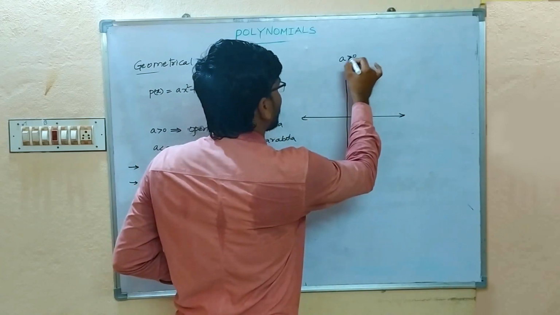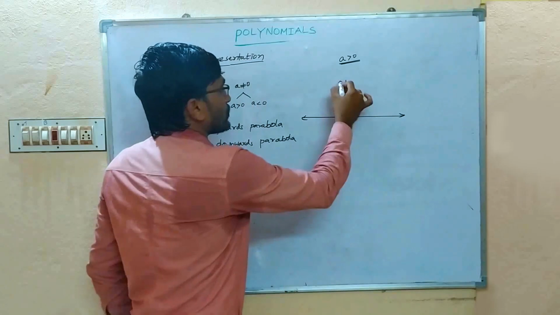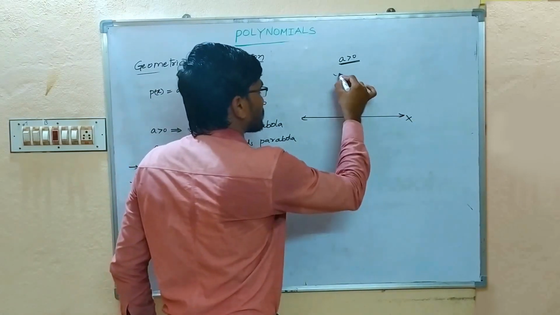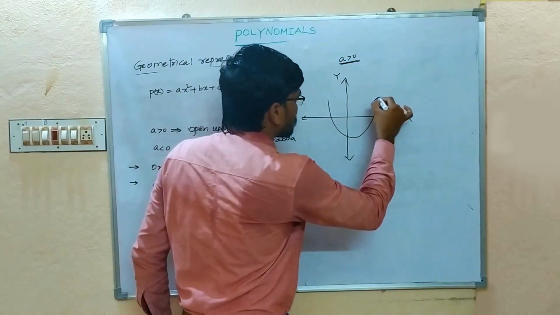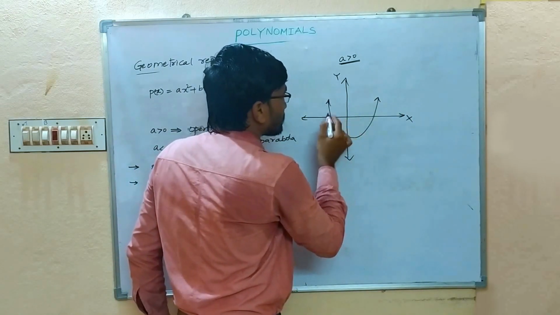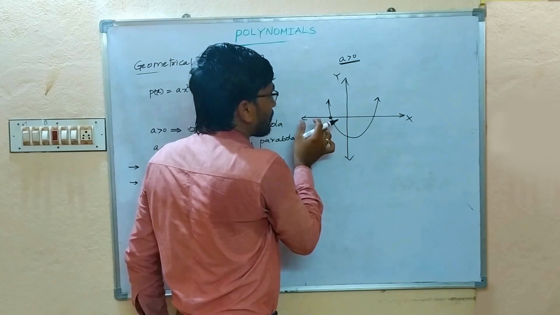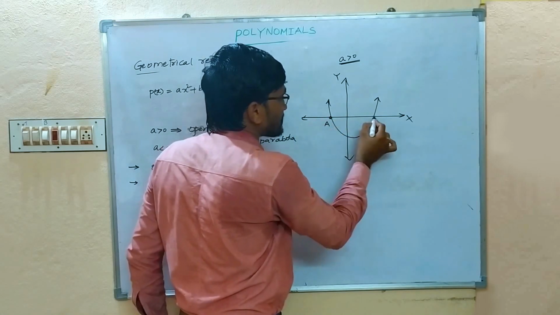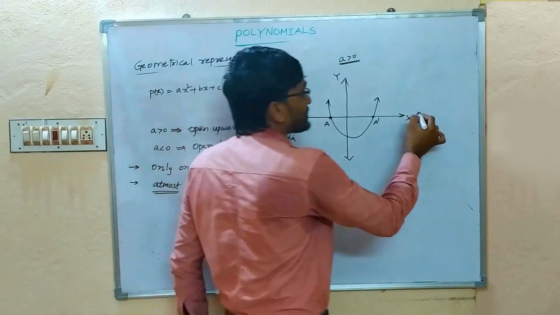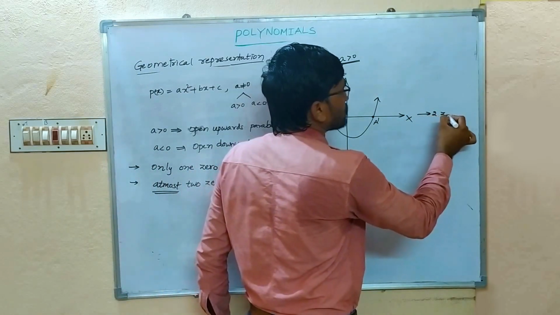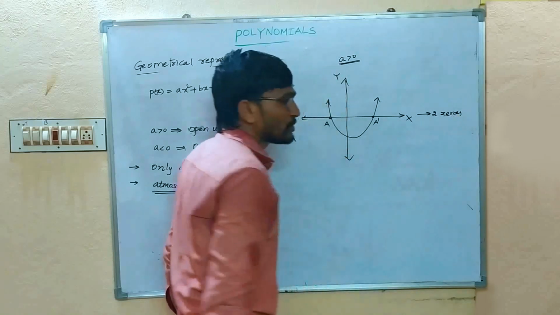Suppose I have taken a greater than 0, with x-axis and y-axis. So the graph of the quadratic polynomial may be like this. Here the graph of the quadratic polynomial p of x intersects the x-axis at a and a dash, that means at two distinct points. That means it has 2 zeros. So the quadratic polynomial has 2 zeros.